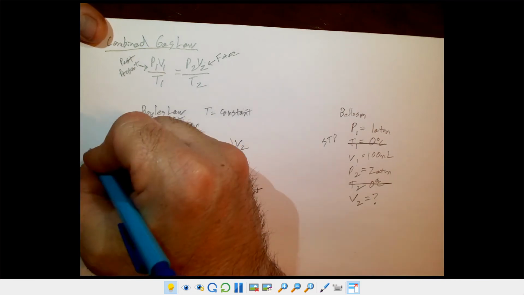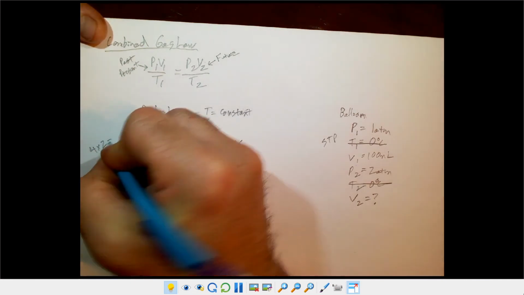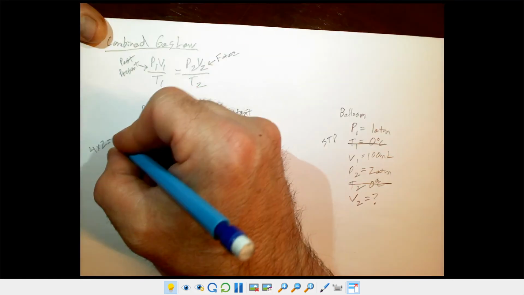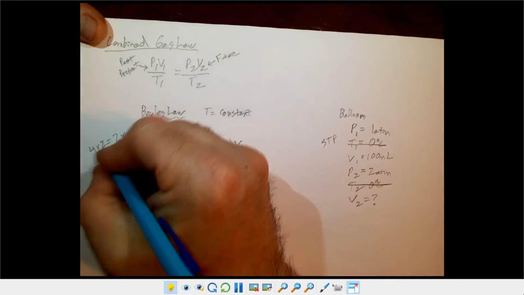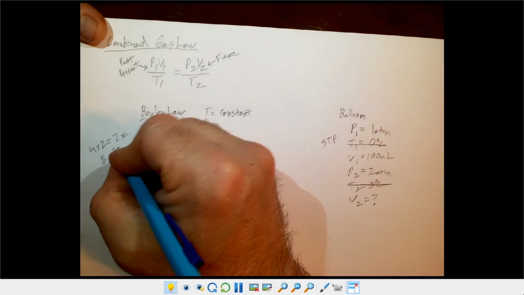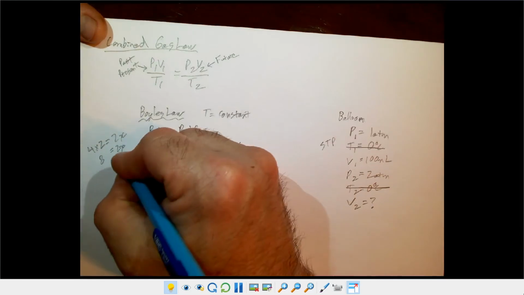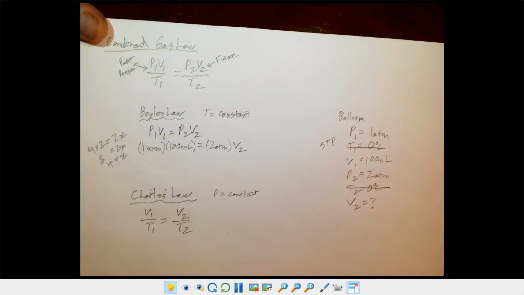So this is just basically algebra. This is like having a problem where you have 4 times 2 equals 2x. And how would you solve that? Well, you would just say 4 times 2 is 8. And to get x, you would just take 8 and divide it by 2, and that would give you your 4.